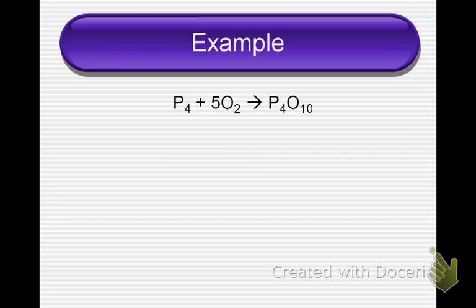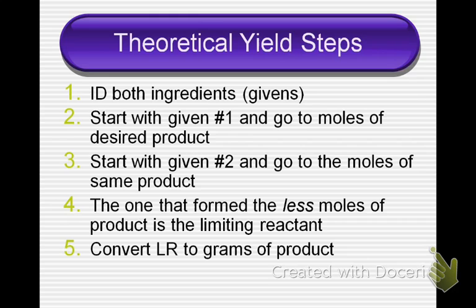So let's take a look at our steps one more time real quick. First step is to identify both of those ingredients. Then we're going to do the stoichiometry with given 1, then with given 2. Look for the one that's less moles, and then convert the less moles into grams.